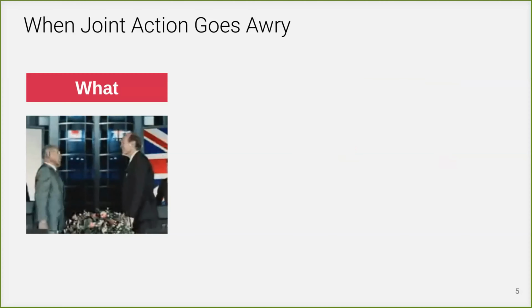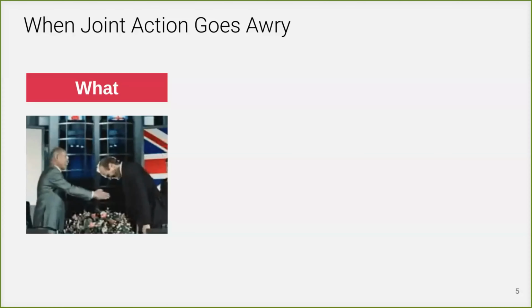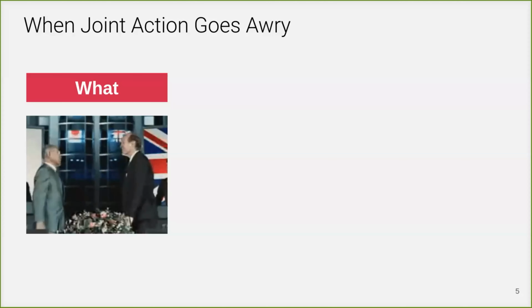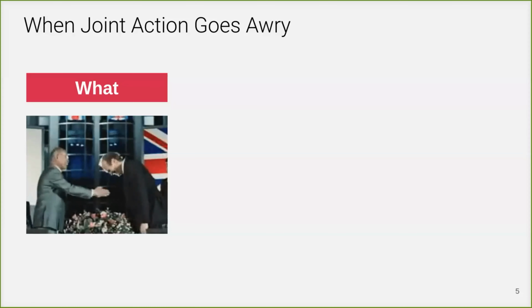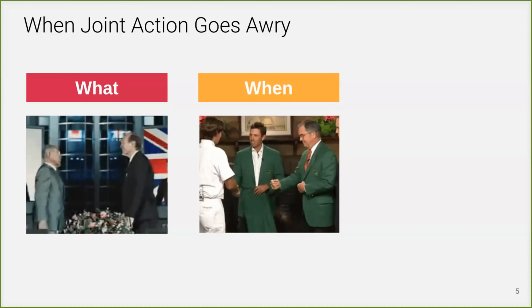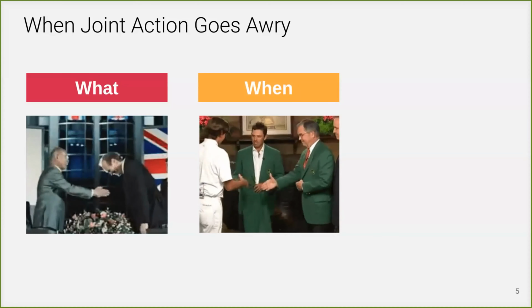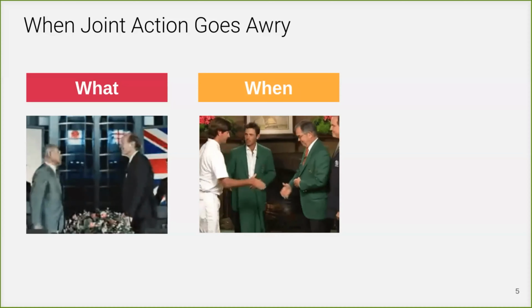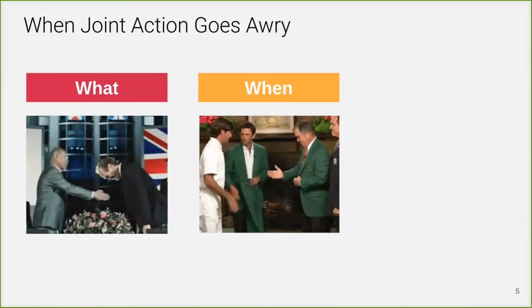In some cases, the what goes awry. In this case, one person predicted that it's going to be a bow, the other one predicted that it's going to be a handshake. So they have different actions that they anticipated. Sometimes we anticipate the timing wrong. When the when goes wrong, we can end up with something like an awkward handshake.